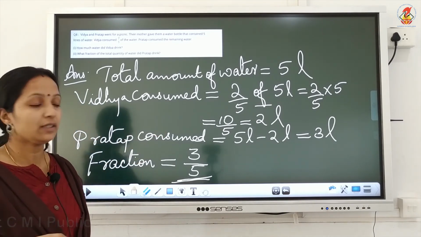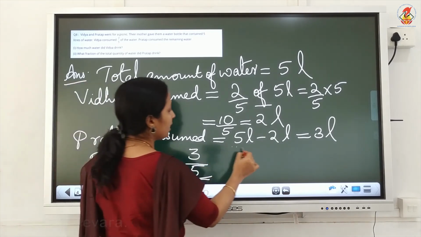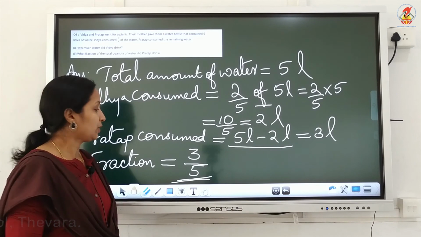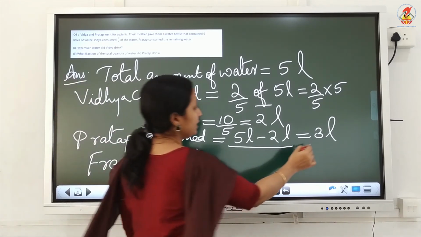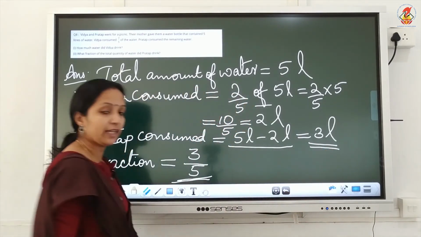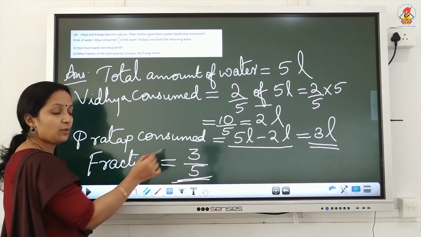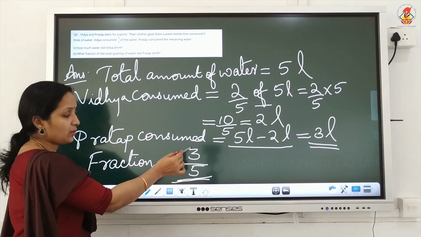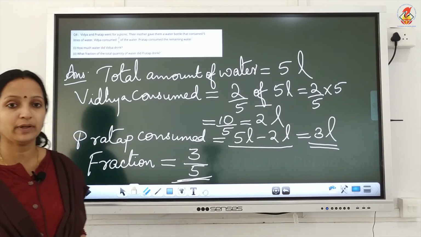So, how will we find the remaining quantity? Pratap consumed, 5 liter minus 2 liter. So, what is the amount of water consumed by Pratap? 3 liter. And in the question we have to write the fraction. How will we write the fraction? Water consumed by Pratap by the total liter. So what is the answer? 3/5. Hope this question is clear for everyone.